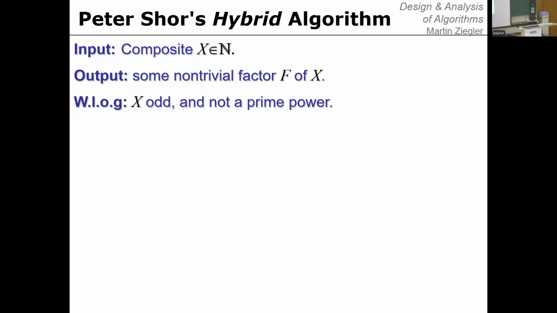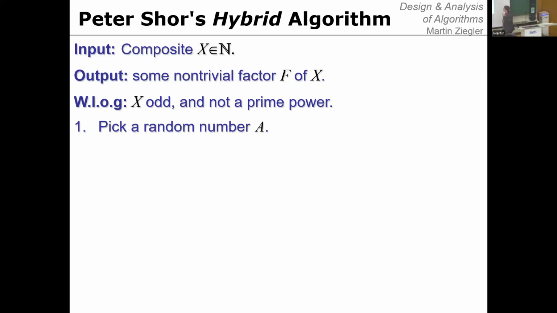Why not a prime power? I think I leave that question for you. Maybe put it in the midterm. If it is a prime number, what are you going to do to find its factorization? And how long will it take using just classical number theoretic algorithms? For now, let's suppose that it is not a prime power. Here's the algorithm.